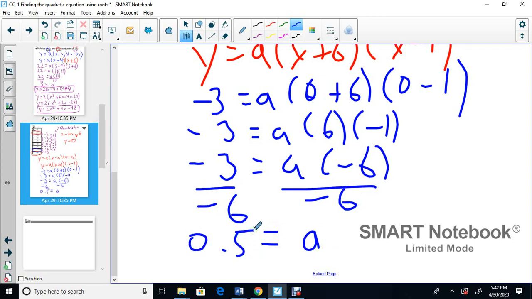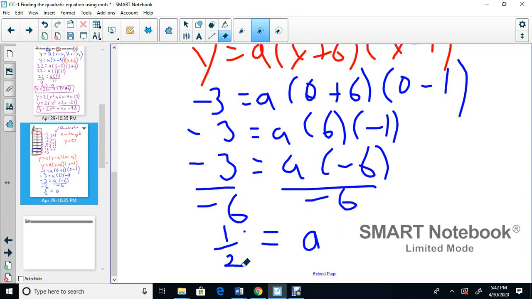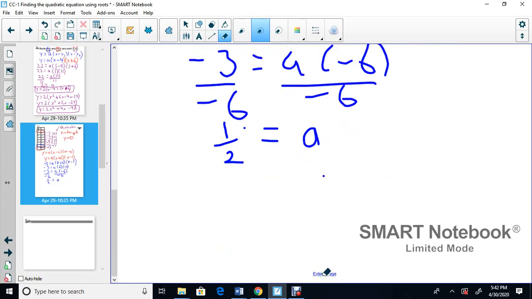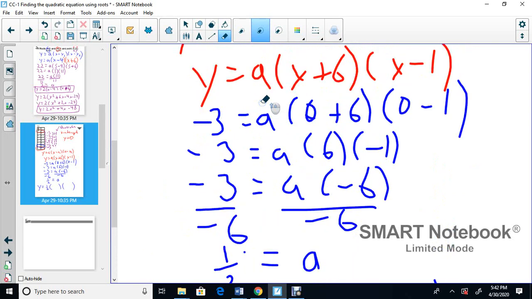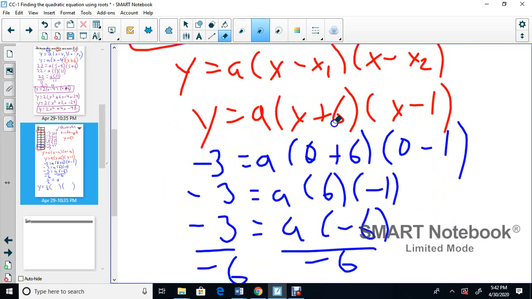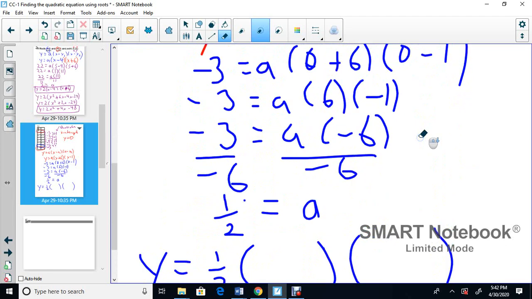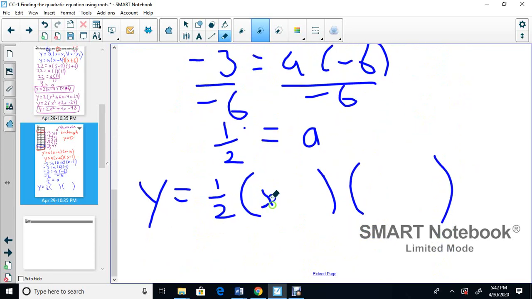I'll put 0.5 here, but you can put a half. Either way. Okay, maybe I'll go with the professional way and I'll put 1 over 2. This is the advanced or university level way to write it. So half. Let's go back to our equation. Now we know our a, so we're going to go all the way back to where our equation was. Half, x plus 6, x minus 1.